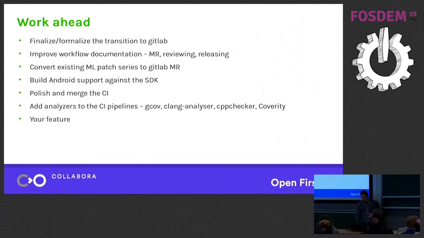A bit about the work ahead. As I said, we really should formalize the transition to GitLab, put an official stamp on it and get it working. I believe we need to improve the documentation, in particular how we handle merge requests, reviewing, and releasing, because as with every open source project, those are places that do require a bit of polish.